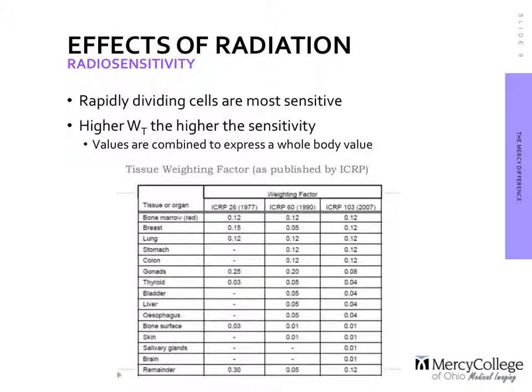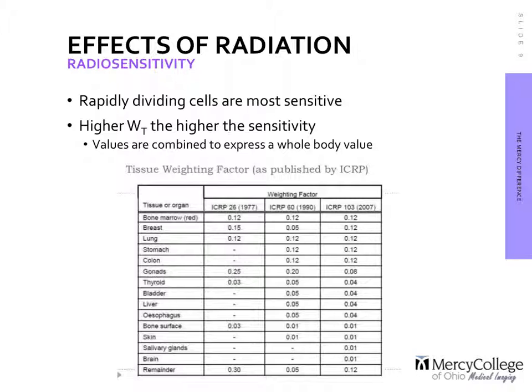So the Law of Bergonié and Tribondeau essentially tells us that rapidly dividing cells are most sensitive, and also, the more immature the cell is, or the less specialized that cell is, the more radiosensitive it is. Also, the point of that cell's phase is a point of consideration.